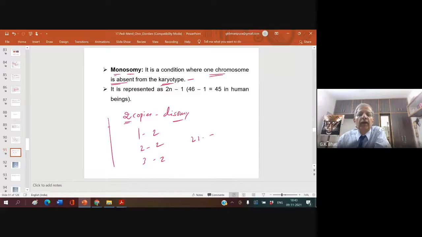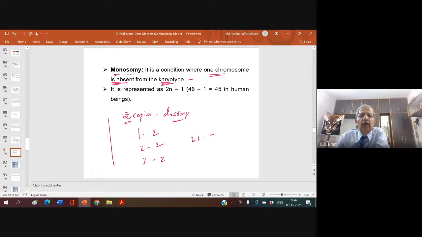What is a karyotype? Karyotype is the chromosomal complement of a nucleus. The chromosomes are pictured and photographed, and depending upon their size they are arranged, and this particular complement is known as a karyotype. It is a picture showing the chromosomes of a particular nucleus in descending order of their height. So monosomy is a condition where one chromosome is absent from the karyotype.